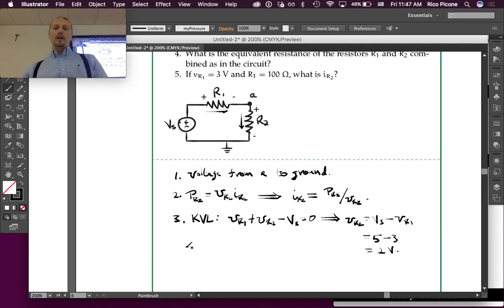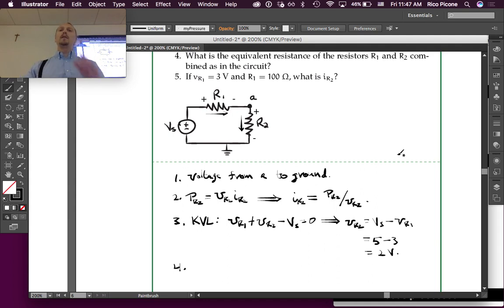Number 4. What is the equivalent resistance of the resistors R1 and R2 combined as shown in the circuit? So our RE is what? R1 plus R2. R1 plus R2, and we knew that because they're in series, right?